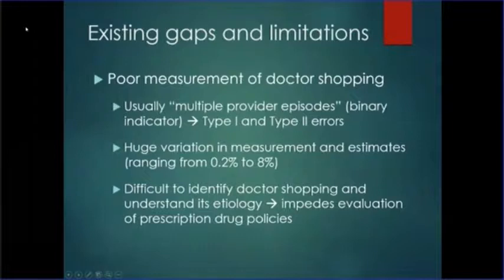And so it's a problem for things like prescription drug monitoring programs, right? Because we want to be able to very accurately identify who's engaging in this behavior. So from sort of a policy standpoint, it's important, but it's also important from a research standpoint because it creates a lot of variation in estimates of how prevalent this behavior is. So estimates range from about 0.2% of the population to 8% of the population has engaged in doctor shopping. And so when you have this big of a range, it makes it difficult to really understand the etiology of doctor shopping. And so it makes it hard to evaluate things like prescription drug policies, right, which are implemented to try to reduce the impact of this problem on population health.